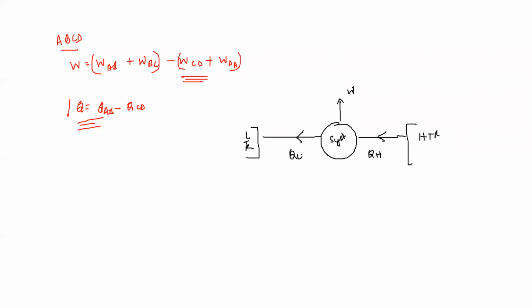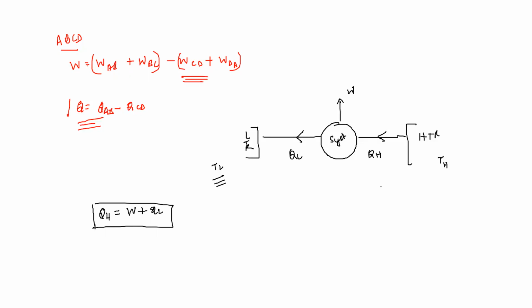This is my final system. This is what is taking place in a Carnot cycle. The high temperature reservoir is maintained at a temperature of TH. The low temperature reservoir is maintained at a temperature of TL. By energy balance, we can say that heat transferred from the high temperature reservoir is equal to W plus QL.